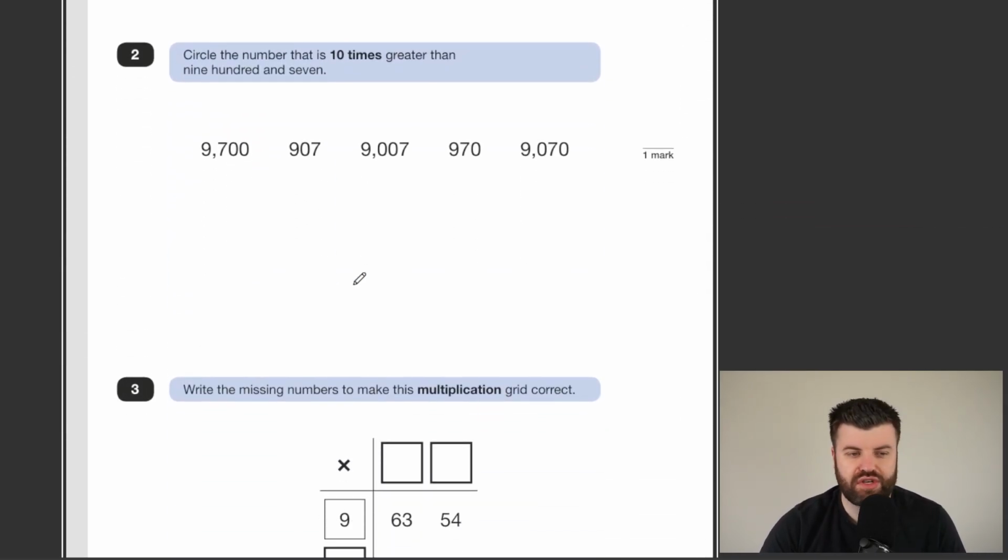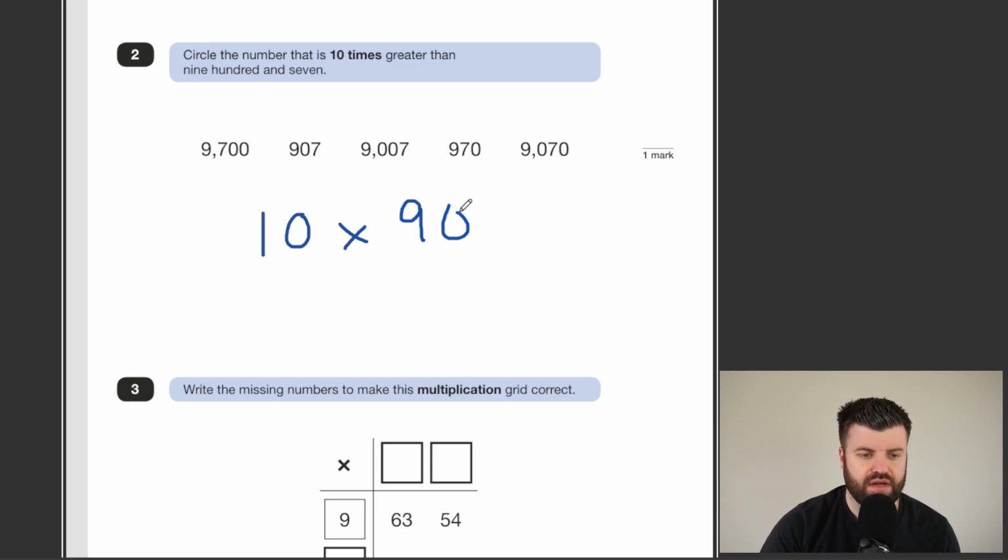Let's move on to question 2. Circle the number that is 10 times greater than 907. This is a question that could be on your arithmetic paper. And this is how we make it harder in reasoning. Because in the arithmetic, we'd simply write 10 times greater than 907. We could see this very easily on the arithmetic paper, and it would probably be simpler for you to solve.